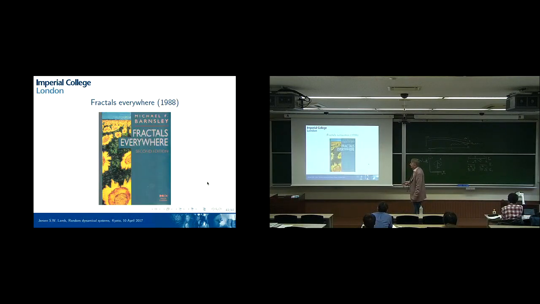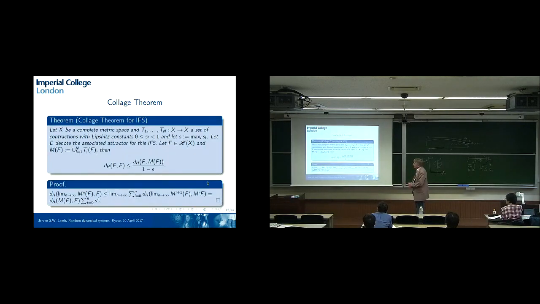So let me say something about that problem. It's the so-called well-celebrated collage theorem of Barnsley. It says that if I have some complete metric space and some set of contractions with a uniform bound, so we know that everything really contracts at least with a certain rate, and let E be the associated attractor for this iterated function system. So this is actually for this map T that I had before, and this is also just the setwise one.